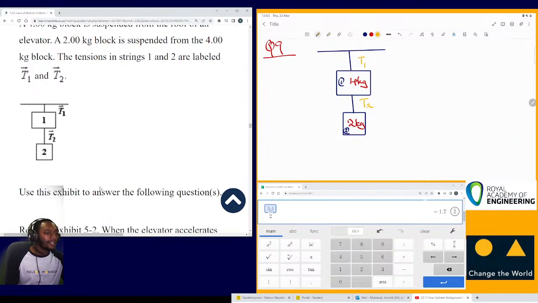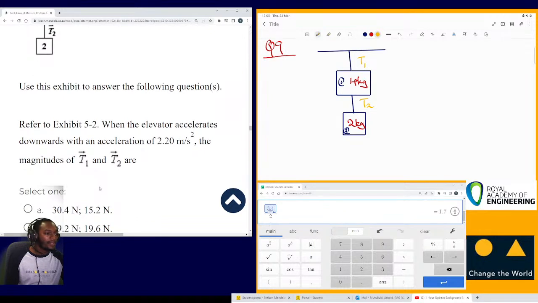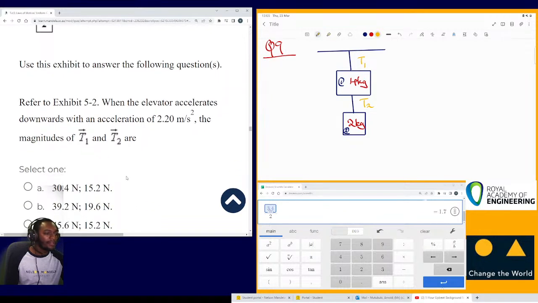Then what does the question say? Use the following to answer the question. When the elevator accelerates downwards with an acceleration of 2.2 meters per second squared, the magnitudes of T1 and T2 are. So they're asking us to calculate the magnitudes of T1 and T2. The best thing that we can do is to isolate this system into two cases, because we've got two masses or two objects in that situation.